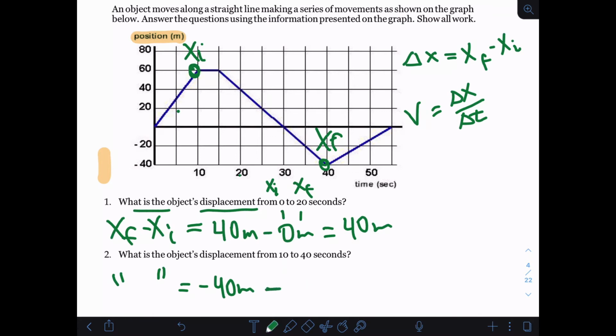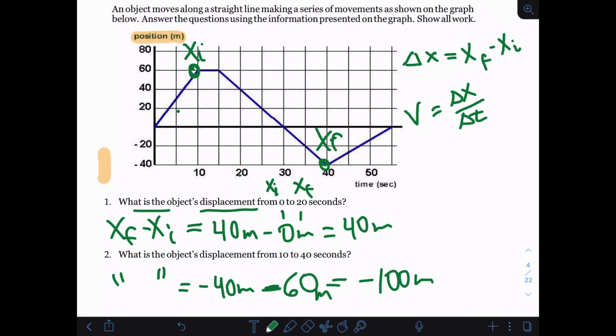So the minus is part of the displacement equation. It's not tied to the numbers. And our initial position is 60, if I'm looking at this right, from 10 to 40. So minus 40, minus 60. Now this is going to give us negative 100 meters.